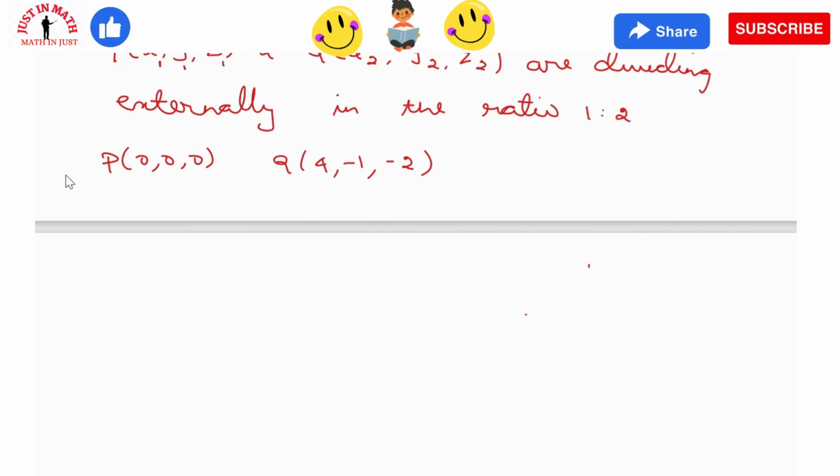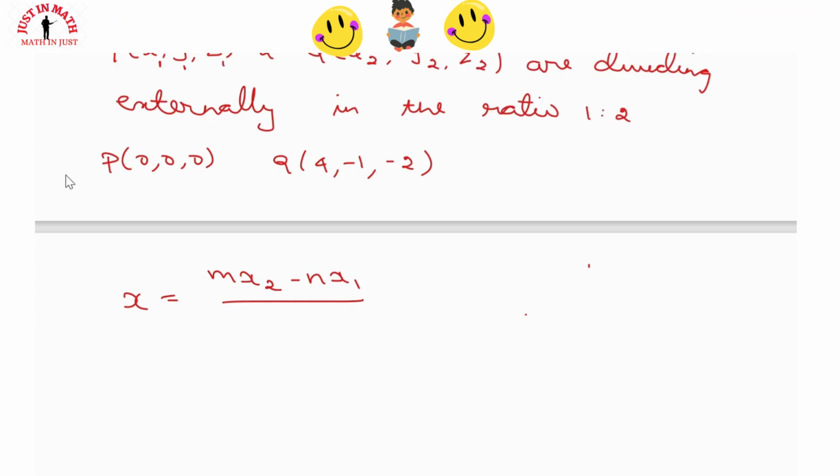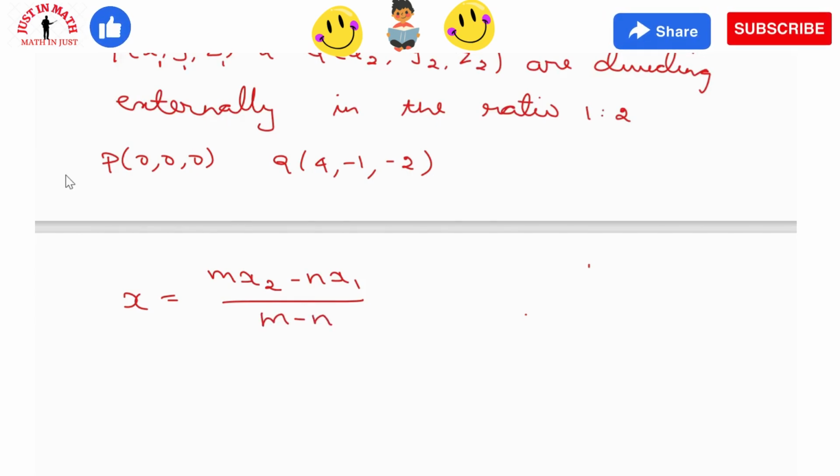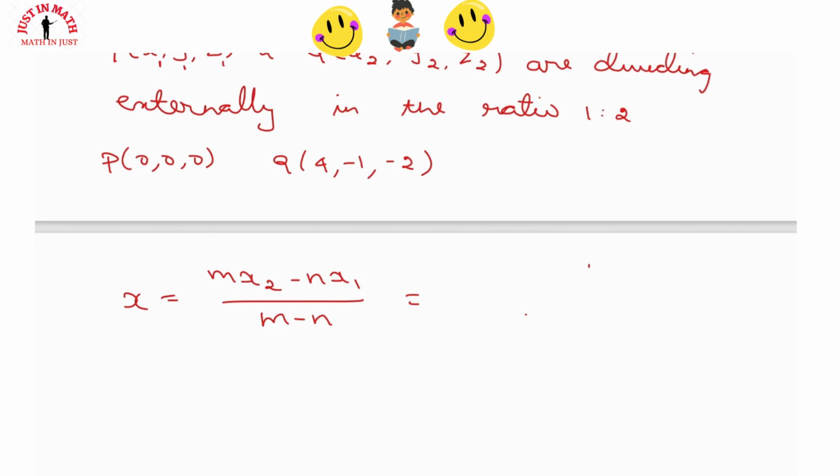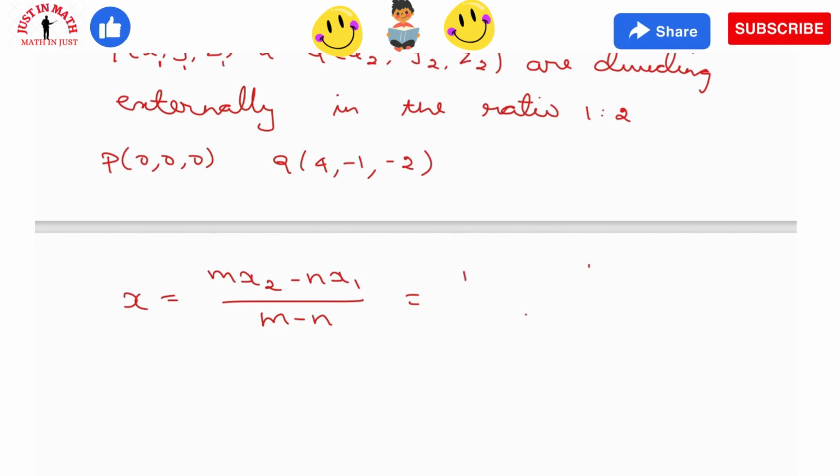Okay, now we have to proceed further, we know the formula to find the third point, that is R. So first let me take x. To find x, we know the formula, my dear friends: m x2 minus n x1 divided by m minus n. Here we are using minus because the point is dividing the ratio externally. Because of this externally only we are using minus, my dear friends. If it is dividing internally, we use plus.